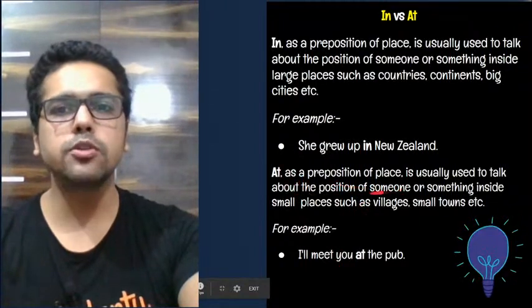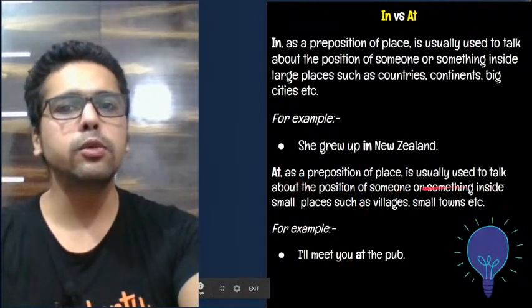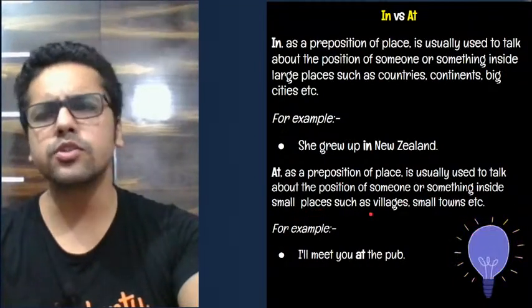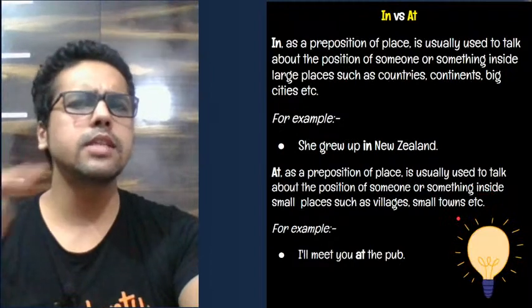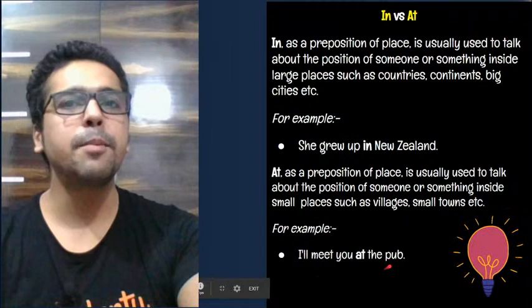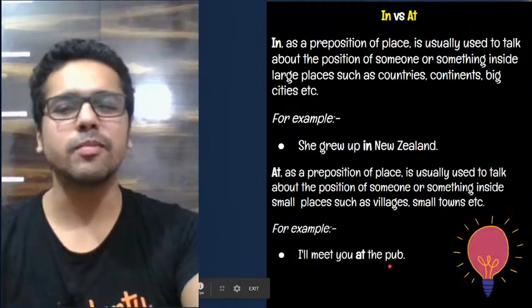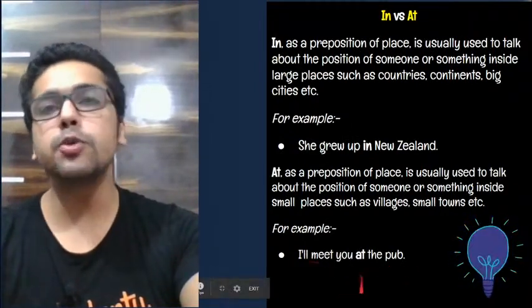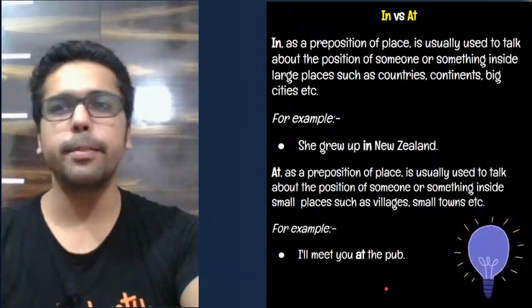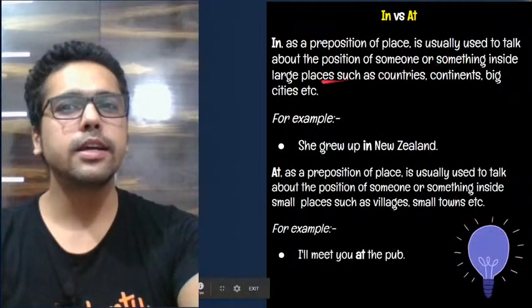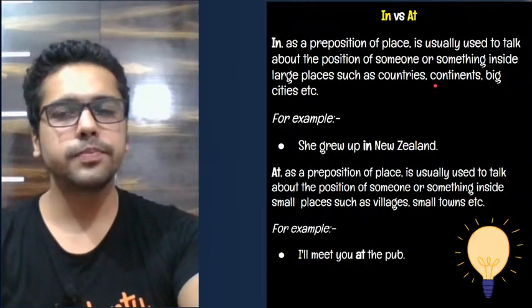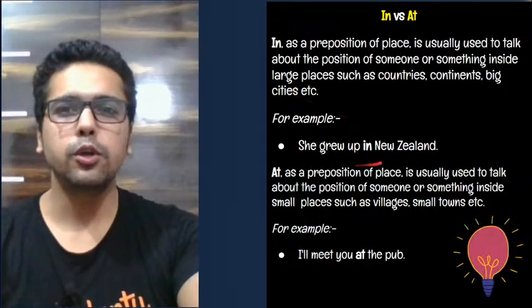Look at this here. At is used as a preposition of place, usually to talk about the position of someone or something inside small places such as villages or small towns, or maybe some place which is like a spot. For example, I'll meet you at the pub, or a disco or something like that. I'll meet you at the pub. I'll meet you at the hotel. I'll meet you at the bus stop. These are comparatively small places. So when you're talking about some large place such as a country, continent, or a big city, use in.